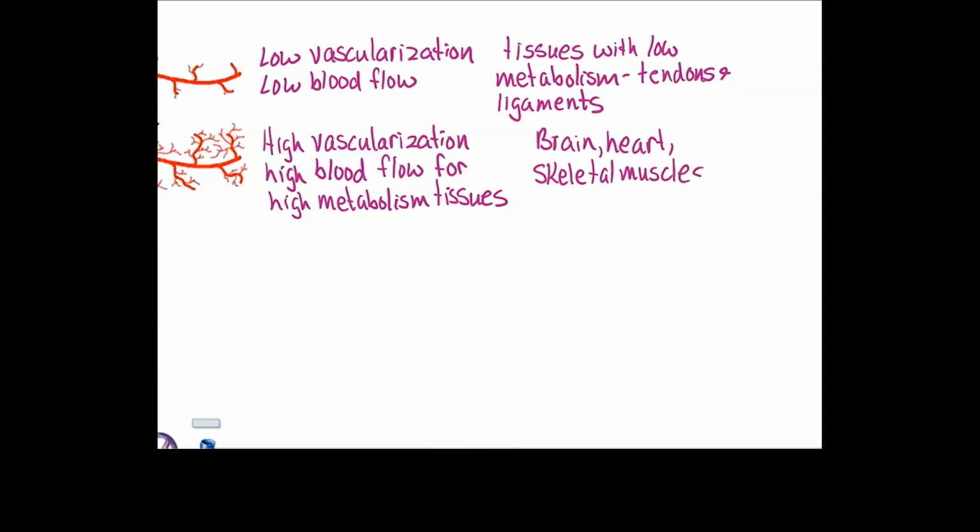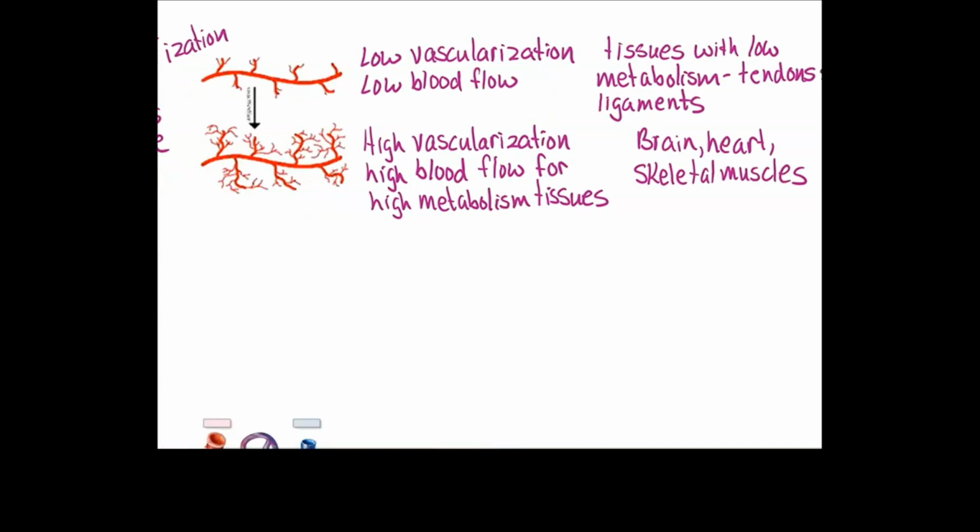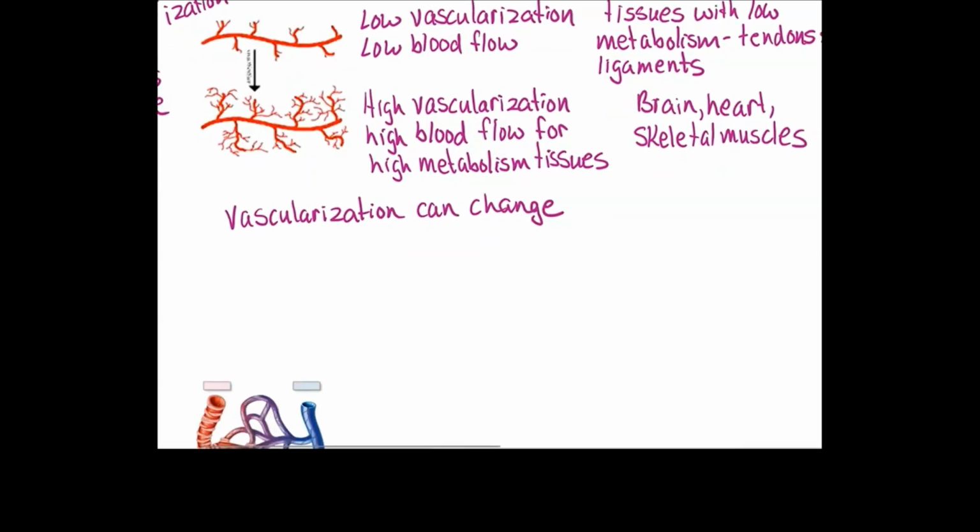Your body is always adapting. You can change your degree of vascularization. Okay, let's suppose that you have been sedentary and you suddenly start exercising. You would add more blood vessels to that tissue. Or if you've been exercising and then you become sedentary, you would lose blood vessels to your skeletal muscle tissues.